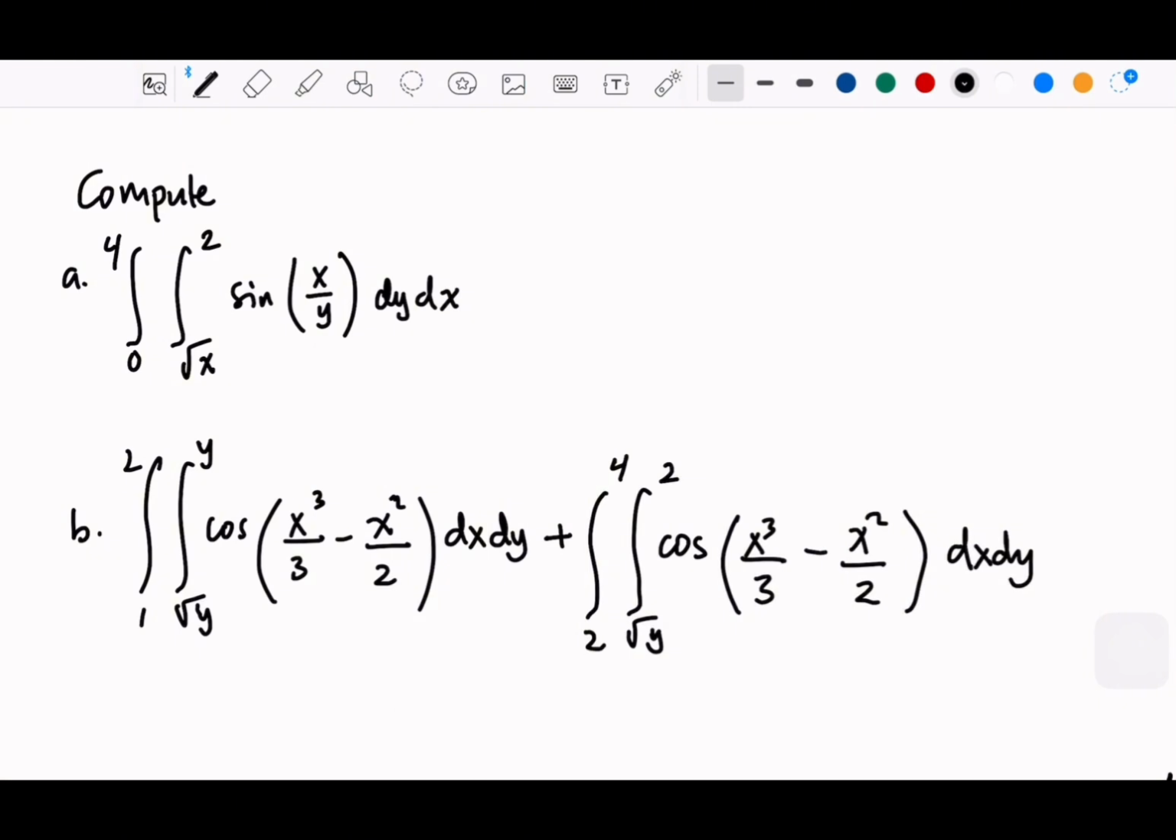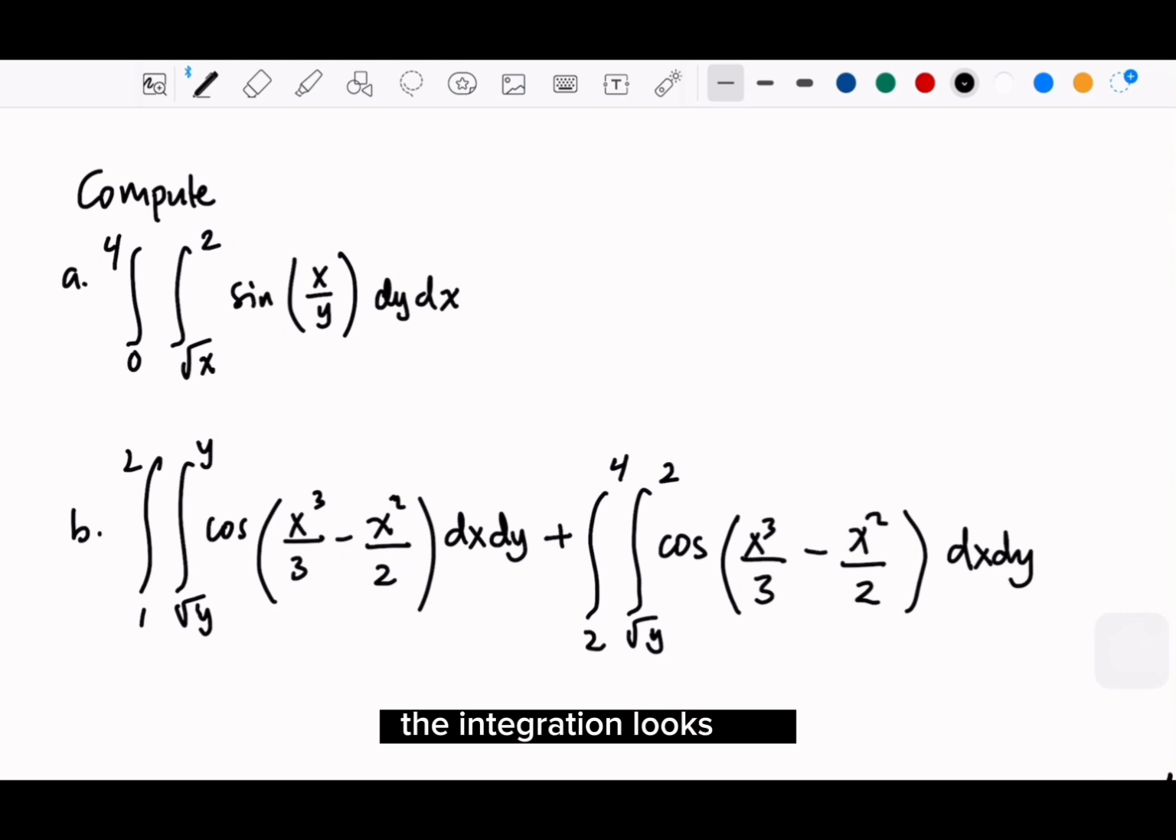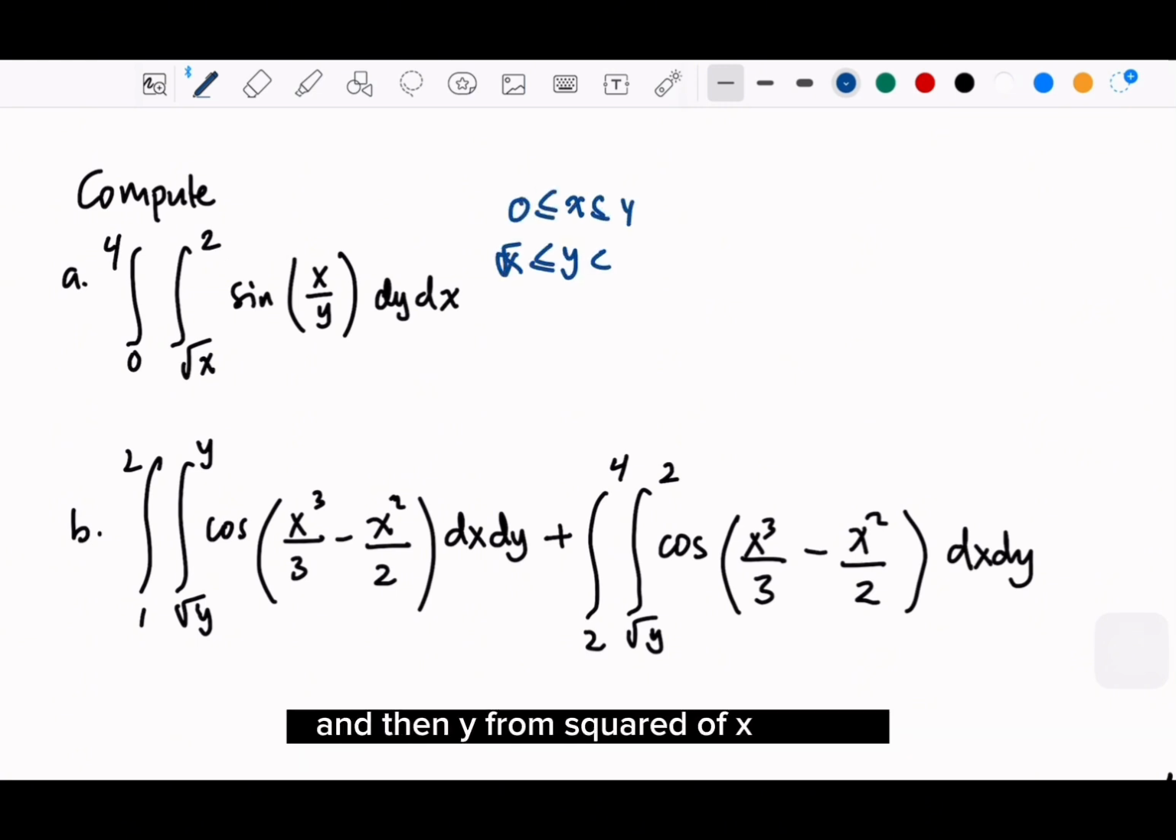It becomes the dx dy. Okay. So that means you need to know how exactly this area looks. So perhaps sketching the area may be important, just to give visualization of how the integration looks. So this part here, from 0 to 4 is the x, and then from square root of x to 2 for y. Let's describe it in a picture first. So let's say x is from 0 to 4, and then y from square root of x to 2.